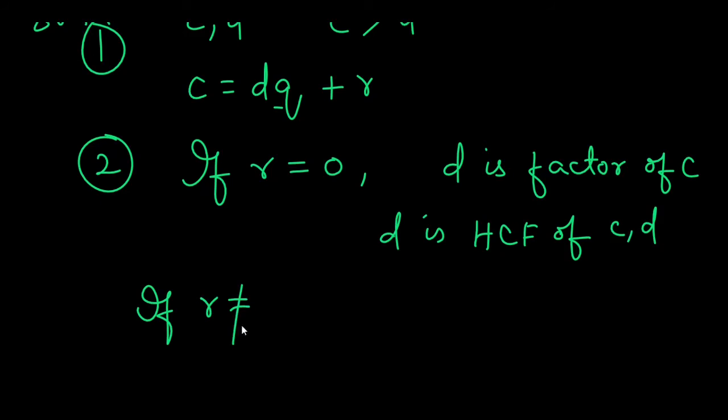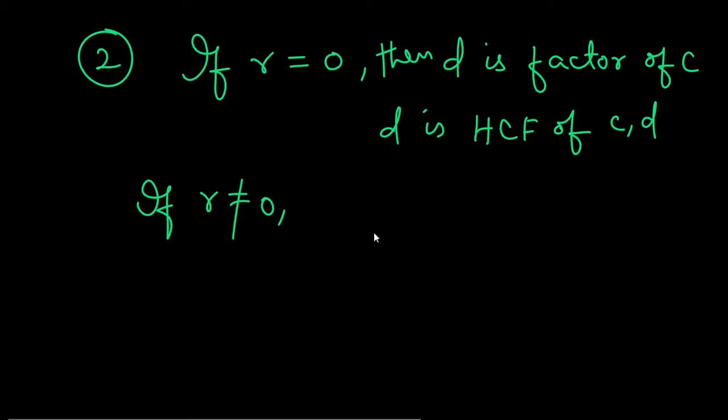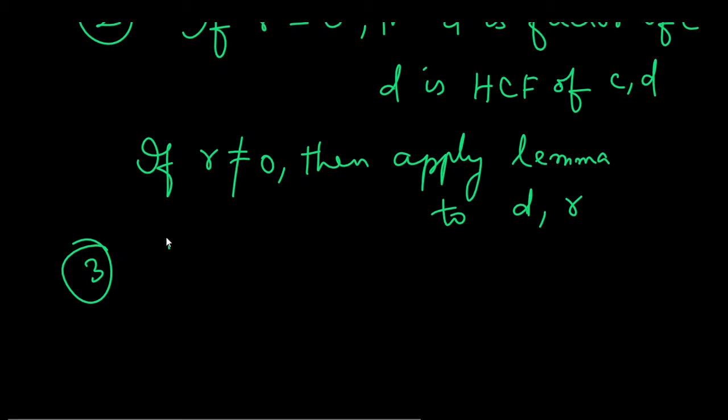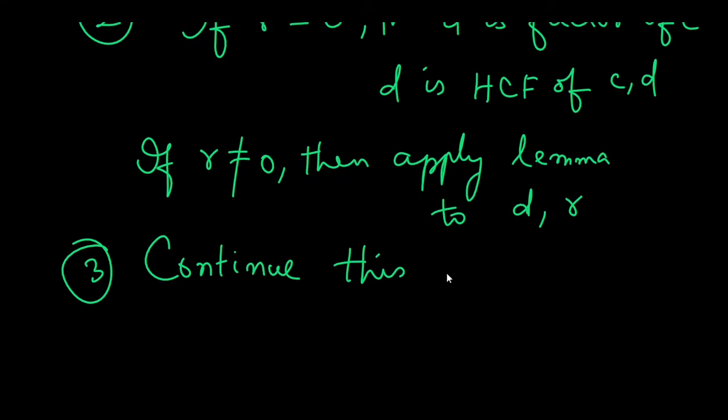If R is not equal to 0, then apply Euclid division lemma to D and R. Now take D and R in place of C and D. Continue this process till R is equal to 0.